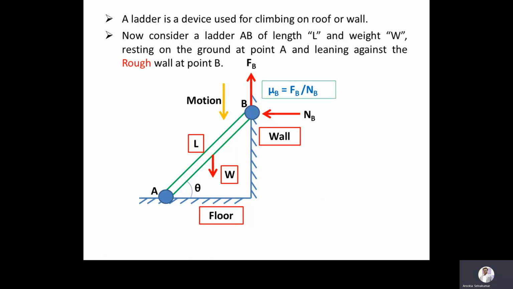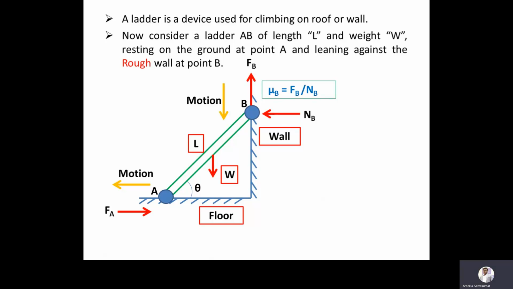Now we will come to the floor. The ladder is in contact with the floor at point A. When the ladder slips down because of the weight of the man, obviously at point A the ladder will slide towards the left. This will be the motion of the ladder. Once the motion of the ladder is towards the left, the frictional force will be developed towards the right. This we are denoting as FA.